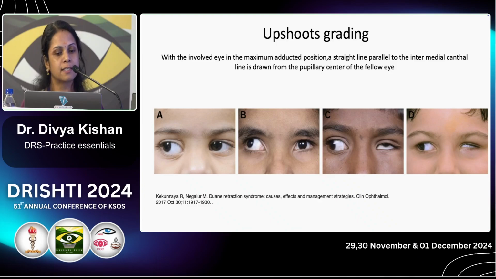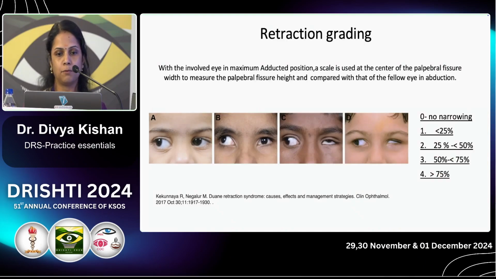When it is between the center of the pupil and pupillary margin, it is grade 1. If it is at the pupillary margin, it is 2. Then anywhere between the pupillary margin and the limbus, it is 3, and outside it becomes grade 4. Now the retraction grading is also likewise.